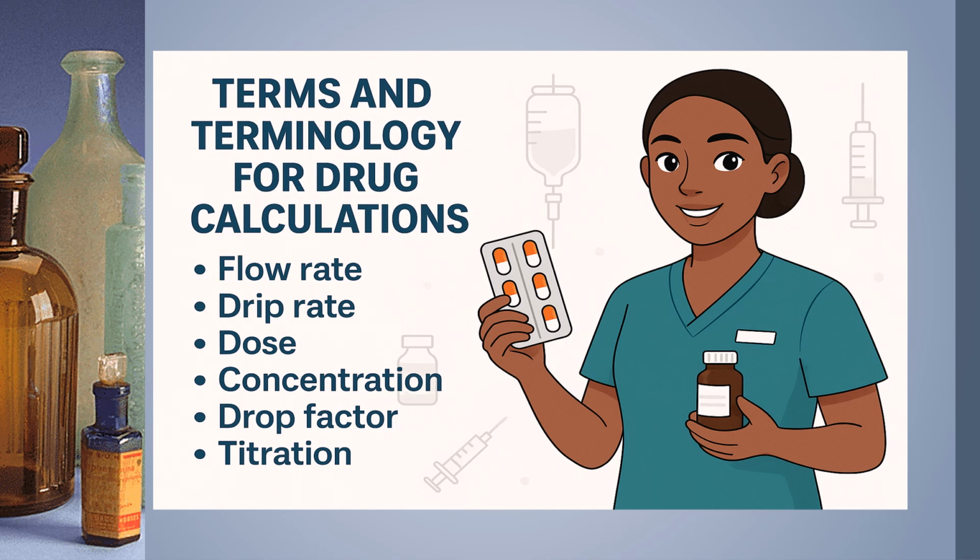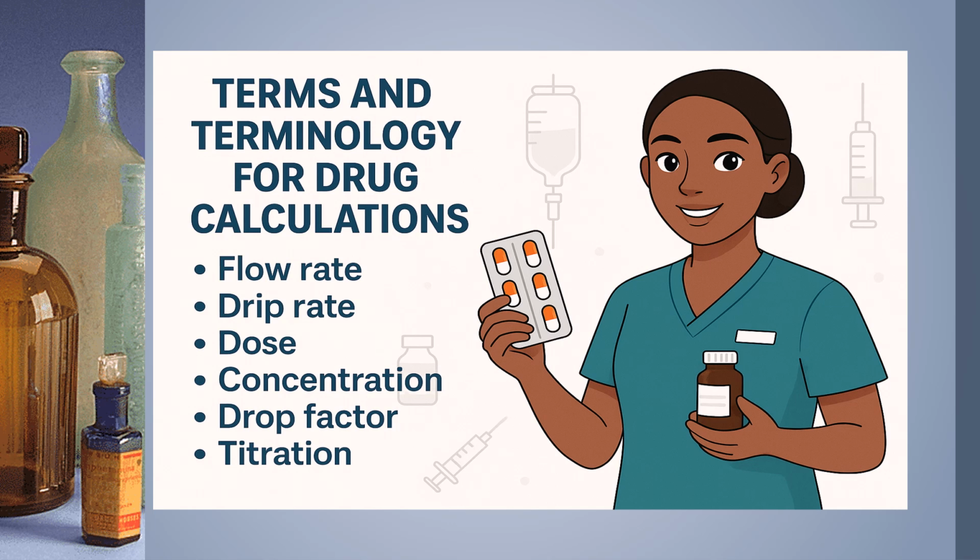There are some terms, like flow rate. We will be told, give it at this flow rate. What is a flow rate? It is the volume per unit time, which is usually expressed as ml per hour. It may be ml per minute and so on. Next is a drip rate. What is a drip rate? It is the number of drops that will go per unit time, usually drops per minute most of the time.